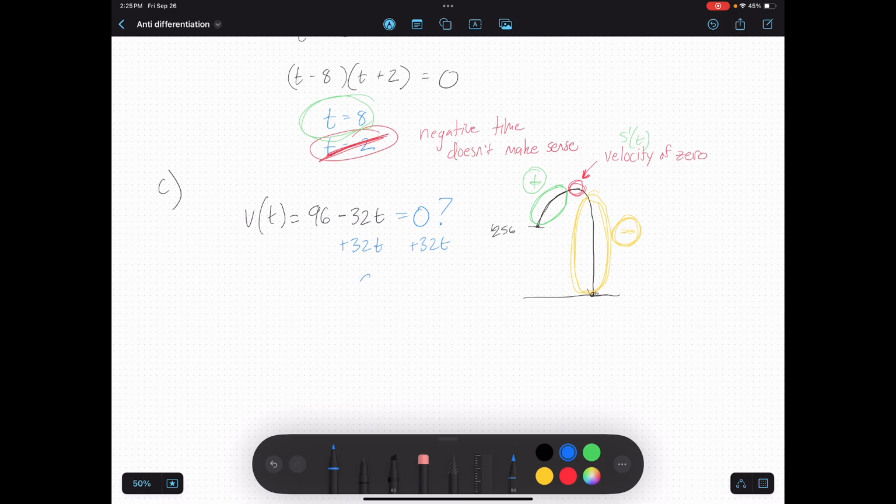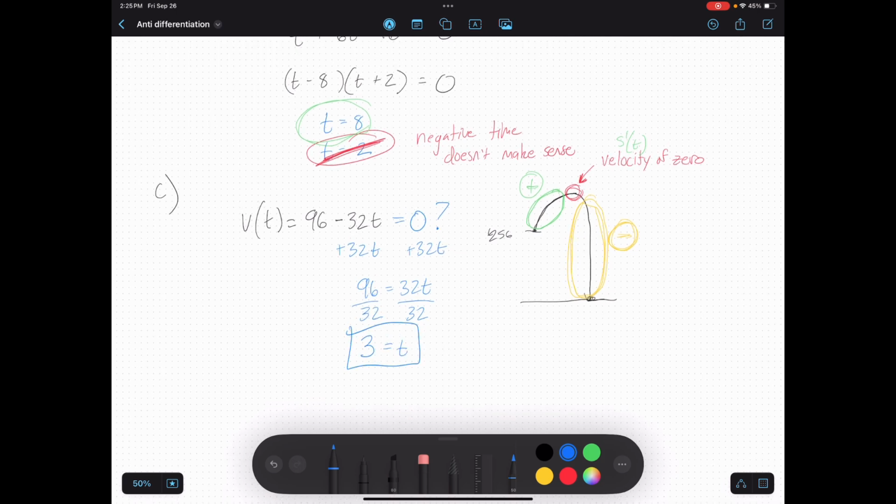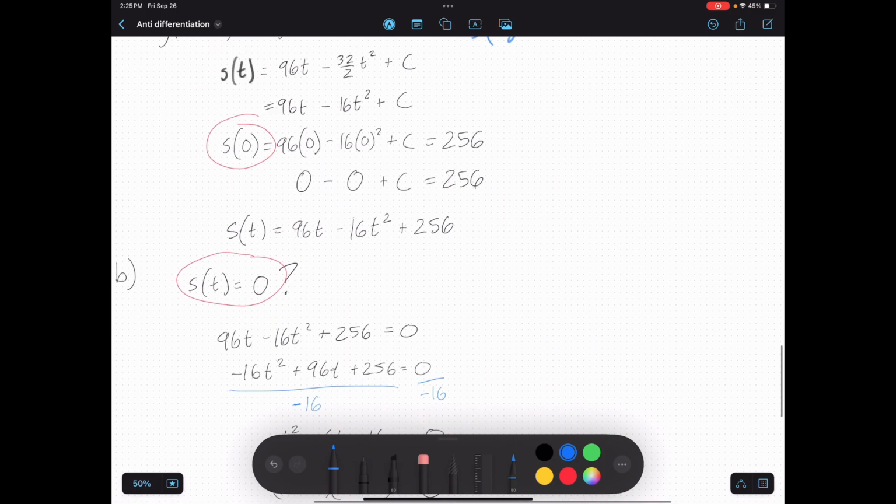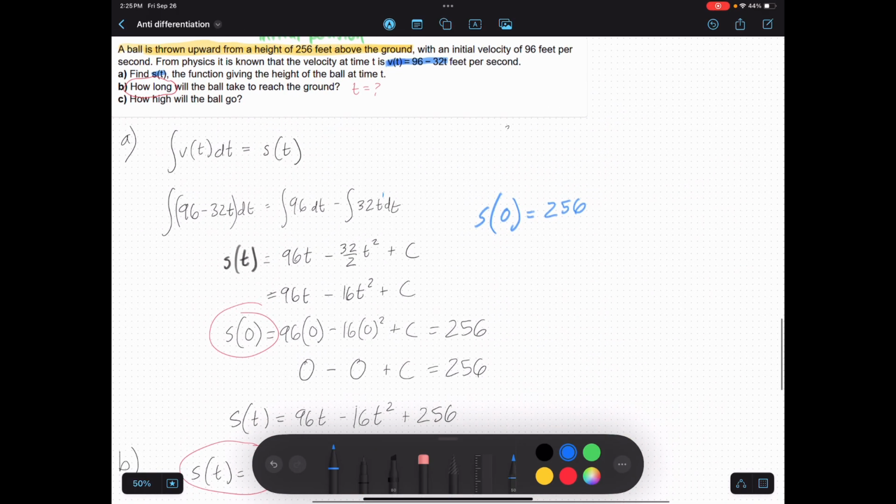I'll add 32t to both sides. I get 96 is equal to 32t. Divide by 32, and I get t is equal to 3. That's not quite my answer, because this is just telling me when it'll happen, right? The ball will reach its highest point after 3 seconds. So now I have to go back and ask, okay, well, what's the height at that point?